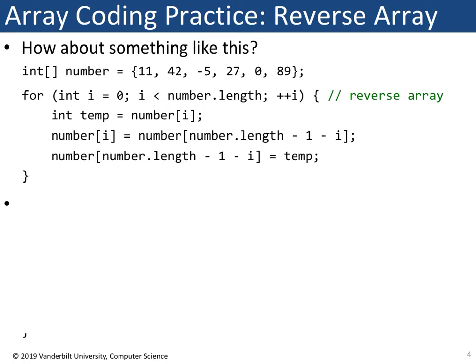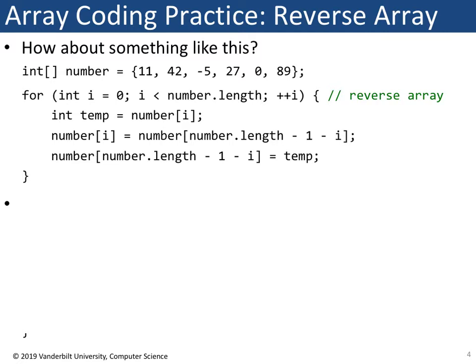So does this work? We have our array defined and we stored it in this number array variable. And we have written a for loop that starts at the element 0. It'll process every element of the array. And it stores the current element into temp, then puts the value of length minus 1 minus I.